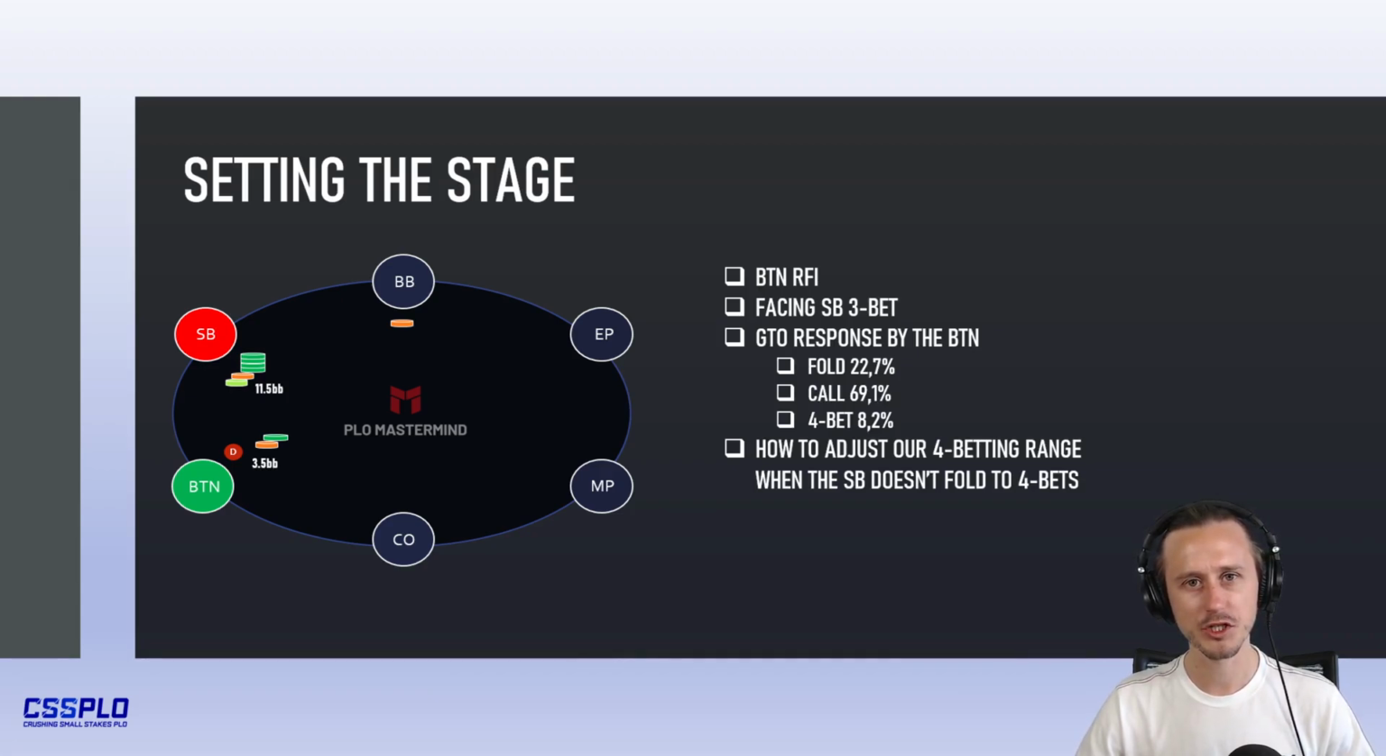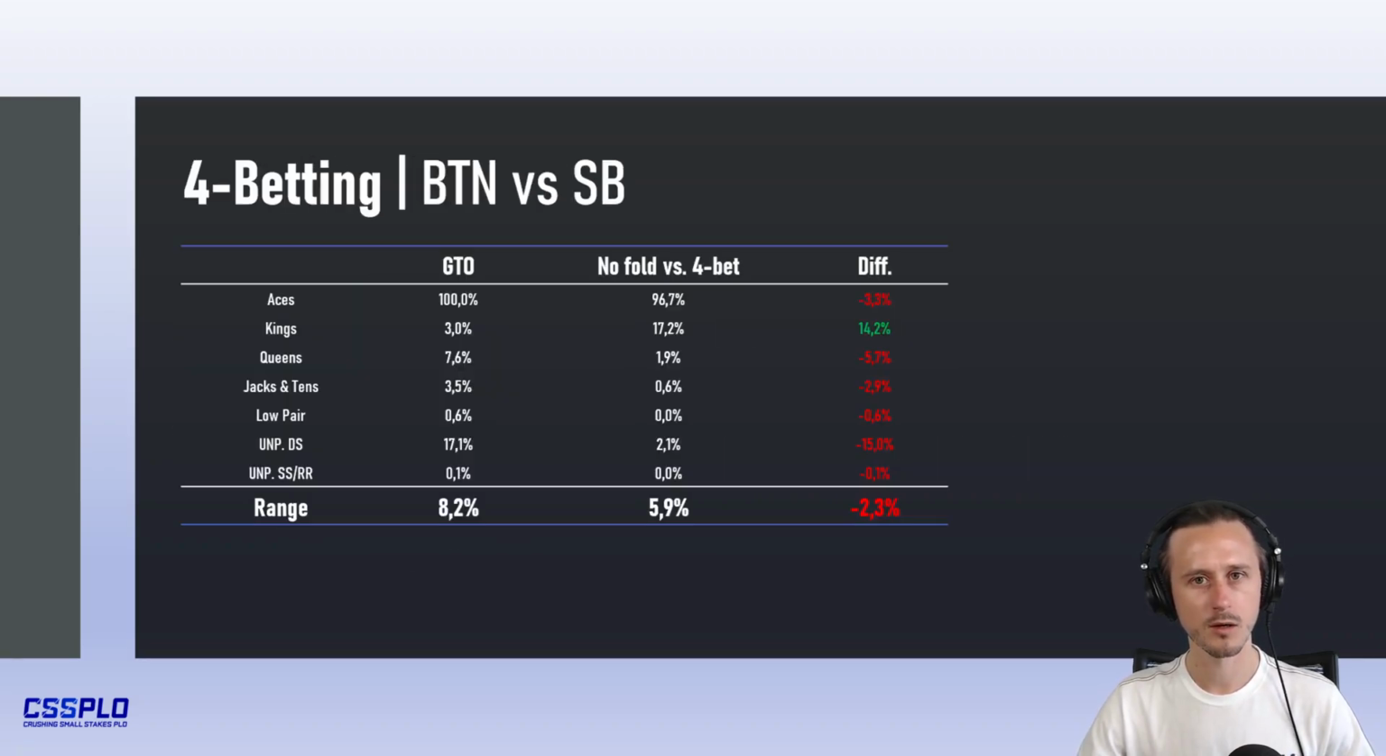However, how should we adjust our 4-bet strategy, which is the topic of today, when you know that your opponent doesn't fold facing this 4-bet? We're going to look at the button versus small blind scenario as mentioned, and here we can see the first overview of our strategy. In the first column, you can see all the hand categories going from aces to kings to the rundowns at the bottom.